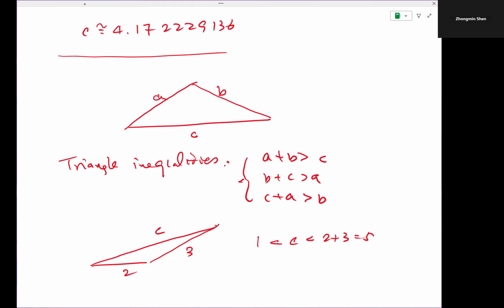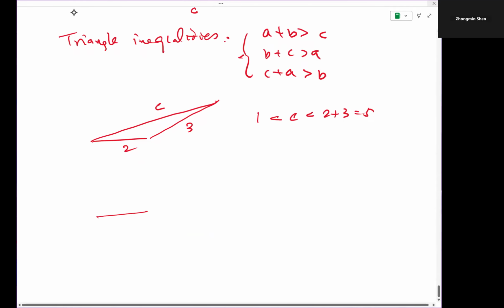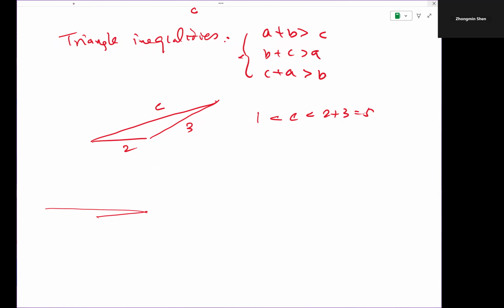Okay. You know why? Because one of the inequalities gives you that C is greater than 1. And the extreme case is as follows. Okay, the extreme case is like that. What is the extreme case? The extreme case is as follows. That's a 3. That's a 2. So that's a C. Okay. So C cannot be shorter than 1. So when you get answers, use common sense and check whether this makes sense.